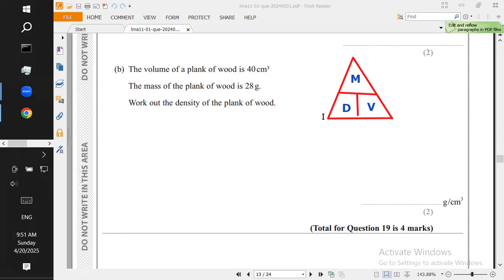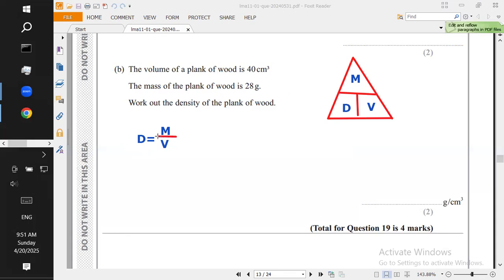This means if I'm trying to find the density, I'm going to divide the mass by the volume. If I'm trying to find the mass, I'm going to multiply density by volume. If I'm trying to find the volume, I'm going to divide the mass by the density. So here I'm trying to find the density. So the density equals mass divided by volume, like this. So I'm going to divide the mass by the volume, like I have in this question.